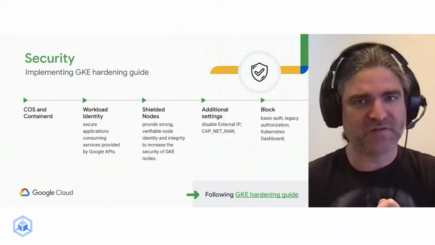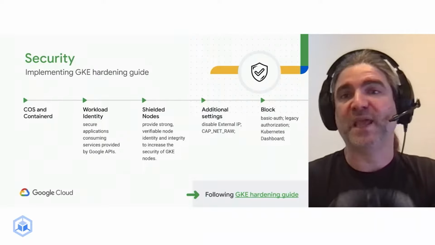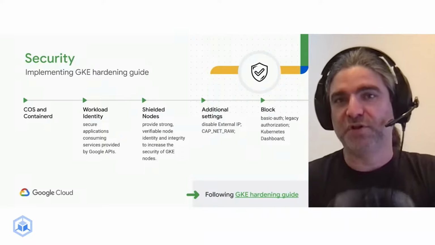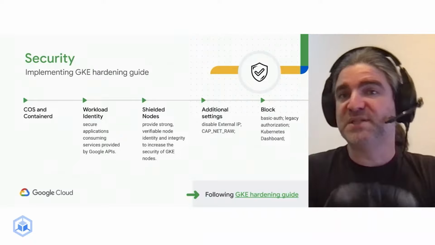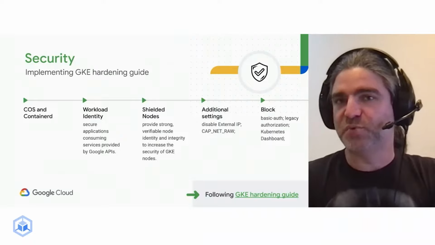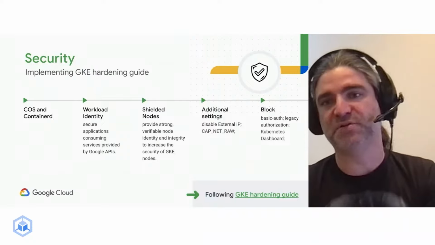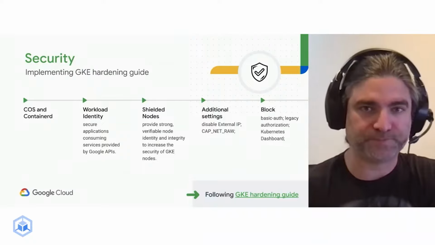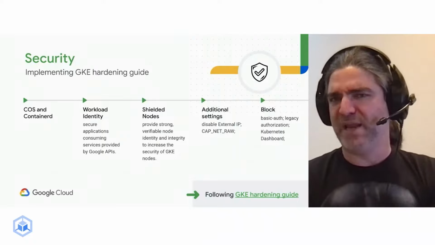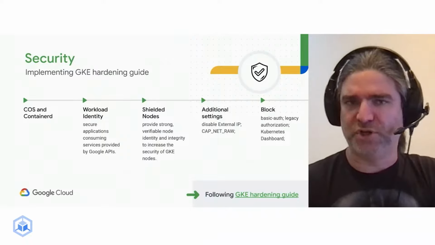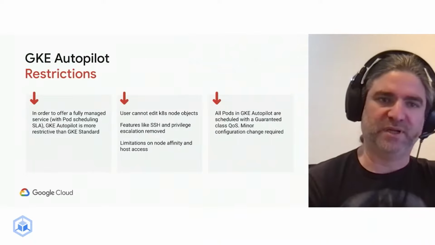We've also done a lot of internal tweaks. Some of them, for example, are disabling external IP and CAP_NET_RAW. Both of those features had a number of CVEs last year. We're also blocking some older and deprecated features which are deemed insecure. For example, we're blocking basic auth, legacy authorization, and the Kubernetes dashboard. With that in mind, in terms of security, we're doing a few more things. Mainly, what we're doing is blocking access to the nodes, which basically leads me to some of the restrictions that we have with GKE Autopilot.